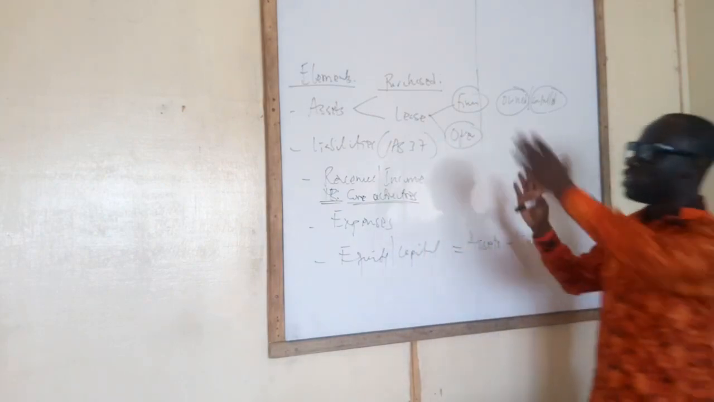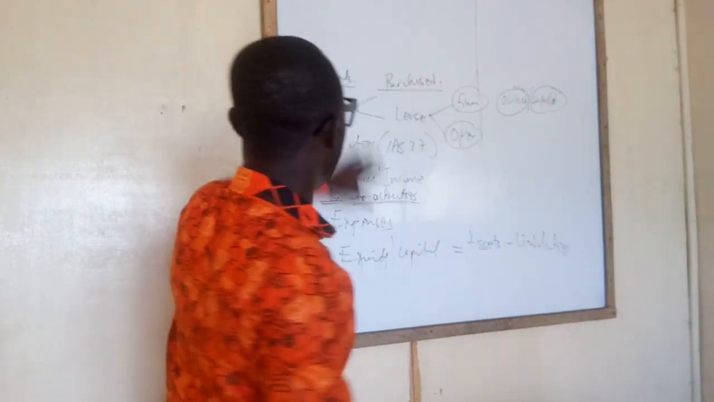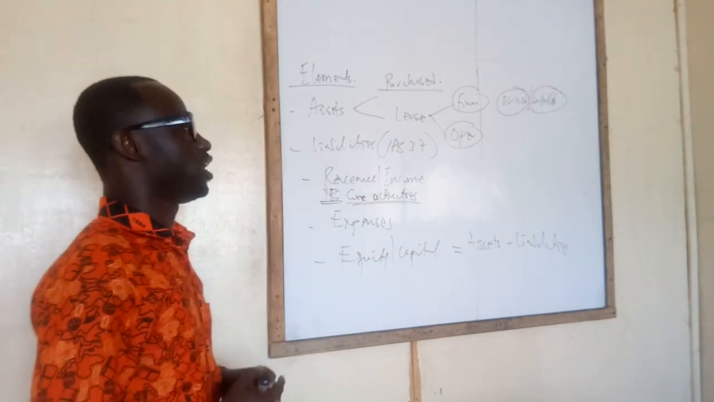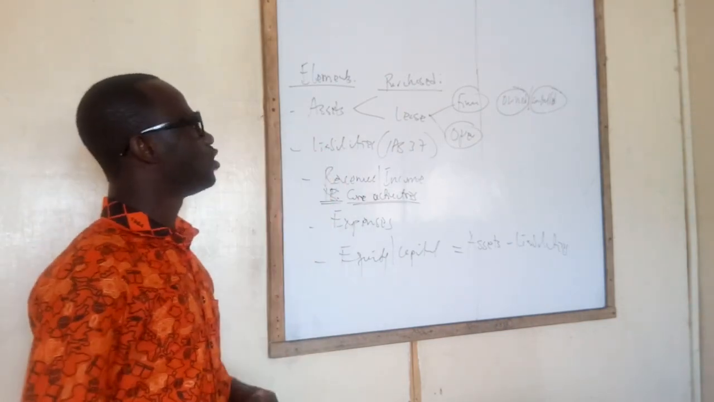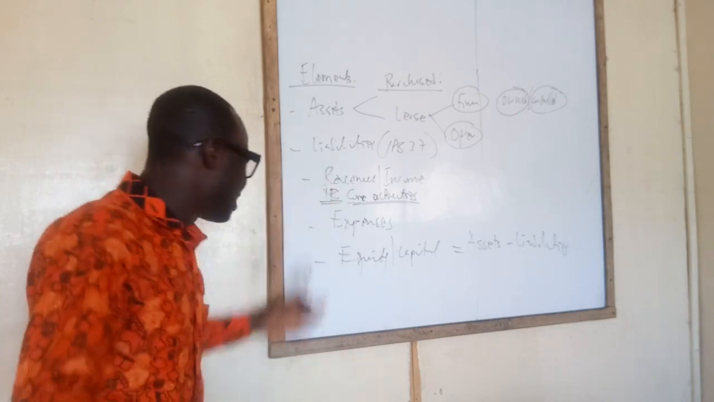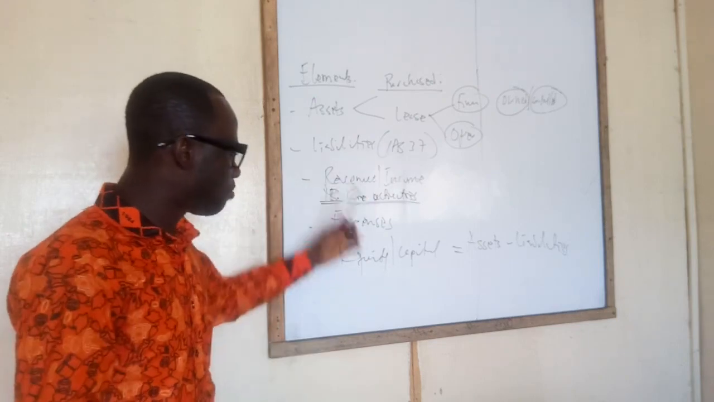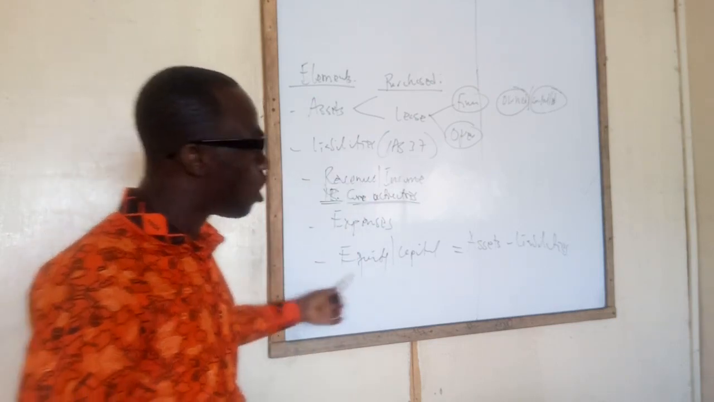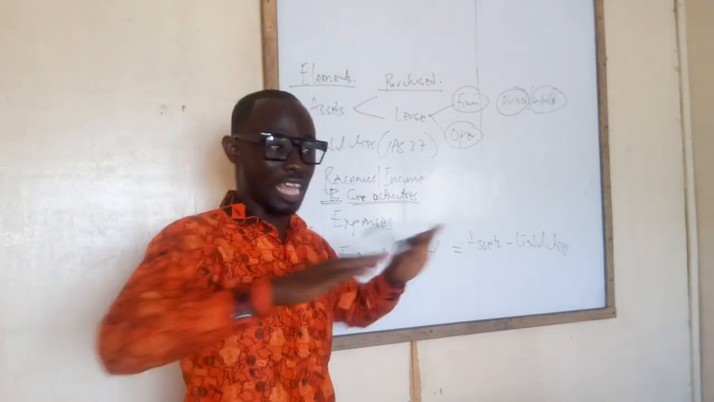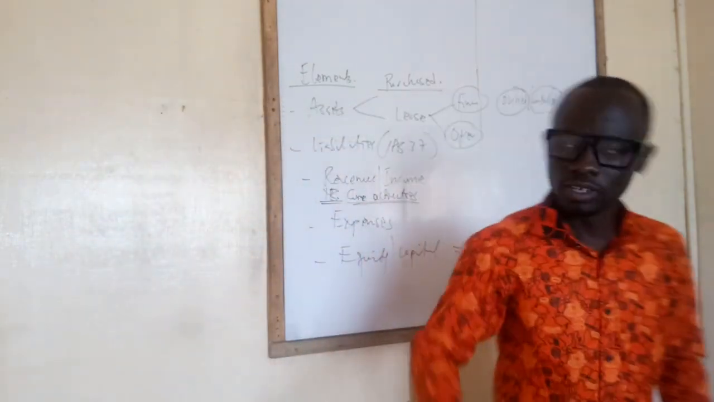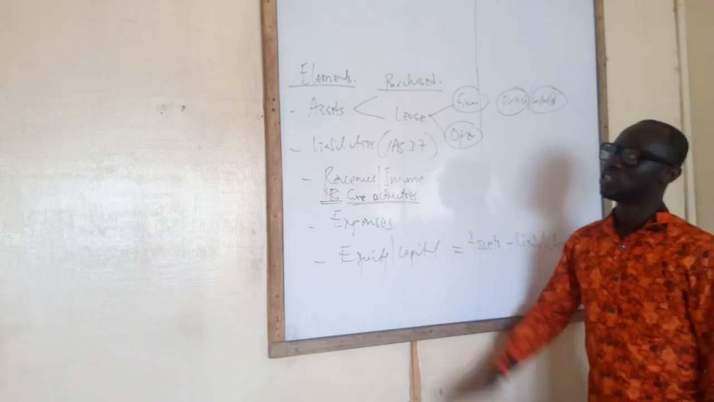Right. So these are the core elements in financial statements. And everything we are going to be doing in financial reporting is either going to be about assets, about liabilities, about income, about expenses, or about the capital of a business. Everything is just centered around this.